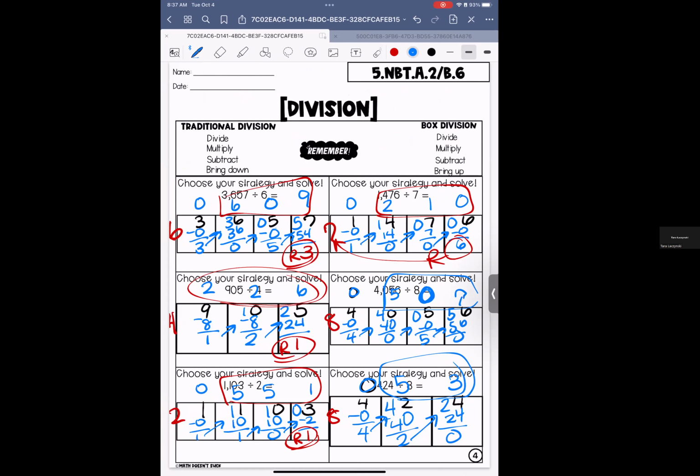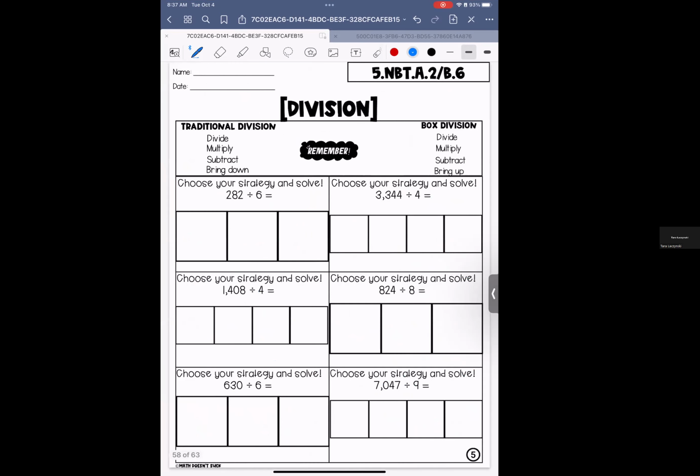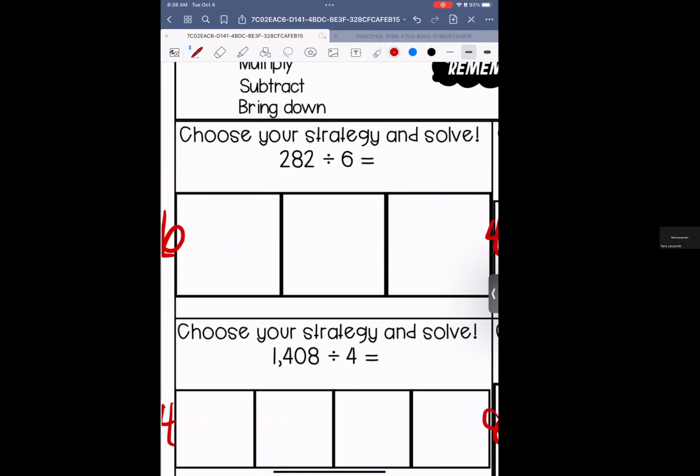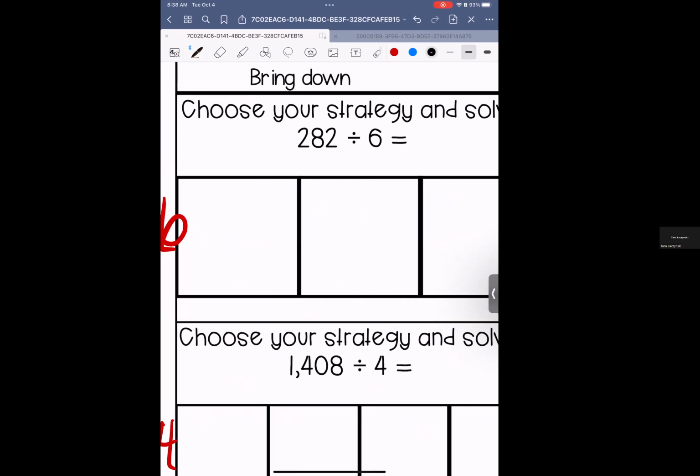We have one more page. If you are ready for it, here we go. I'm going to go ahead and write in my divisors. If you made it this far, congratulations, love bugs. This has been some hard work, and you continue to dazzle me, my sweet faces.